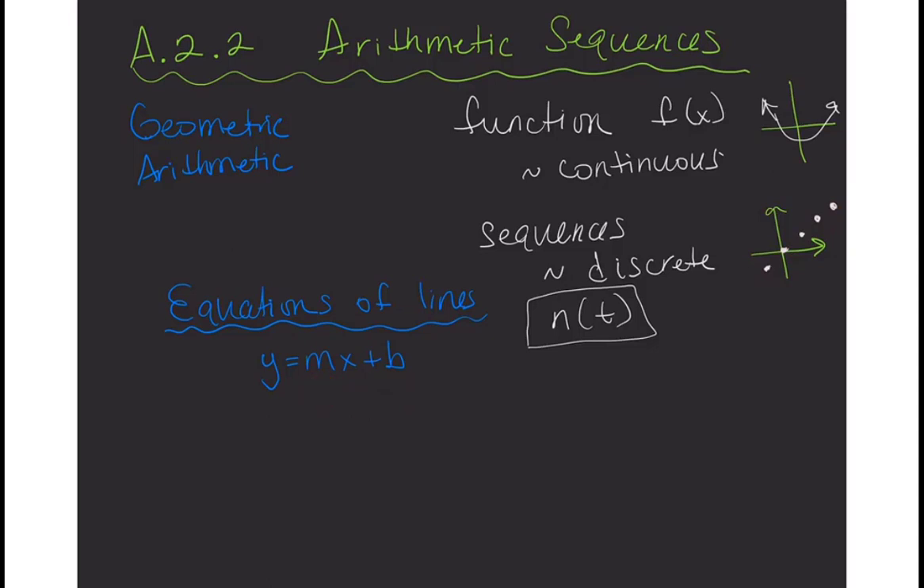Anybody know another equation? y minus y1 equals m times x minus x1. m stands for the slope. And this x1, y1 is just a particular point, one of the points that's on the line.